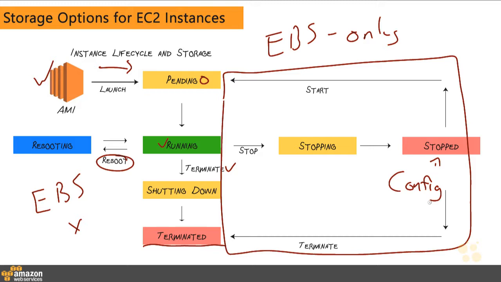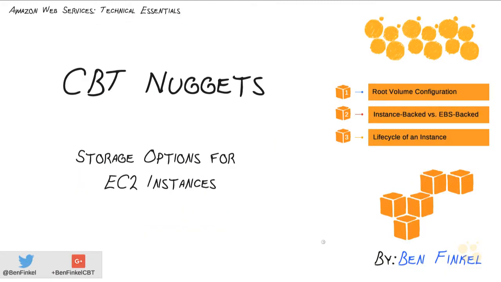So again, you see you get more flexibility and more options with EBS-backed instances. I really think for the most part you're going to use EBS-backed instances, but you will find use cases in your implementation possibly that would benefit from using the instance-backed machine. So that concludes this nugget on storage options for EC2 instances.